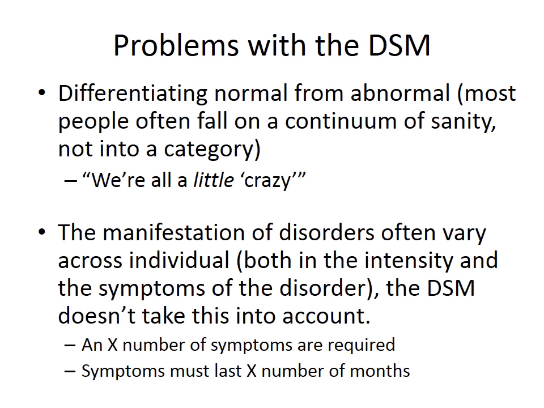One of the problems that people often talk about with the DSM is the fact that when we're describing people as having specific disorders, oftentimes we just assume that somebody either has something or doesn't have something. We call this a dichotomous relationship. But more often than not, what most clinical psychologists believe nowadays is that people tend to fall on what's called a continuum of sanity.